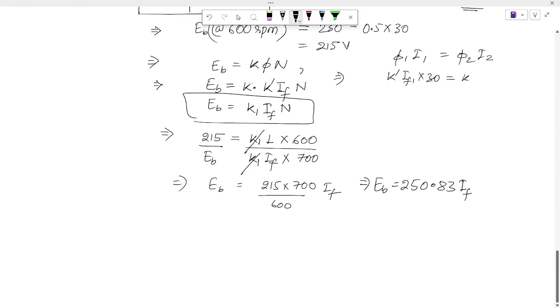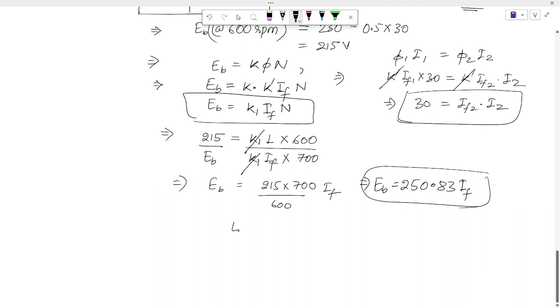Now we have phi 2 as K dash IF2 into I2. Yes or no? K dash is gone. IF1 is 1 ampere. 30 is equals to IF2 into I2. Getting? One relation is here. Again, EB can be written as 230 minus 0.5 into IA. Yes or no? Okay.